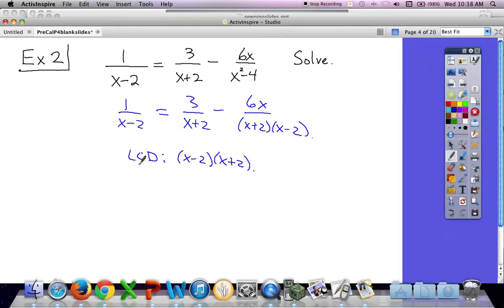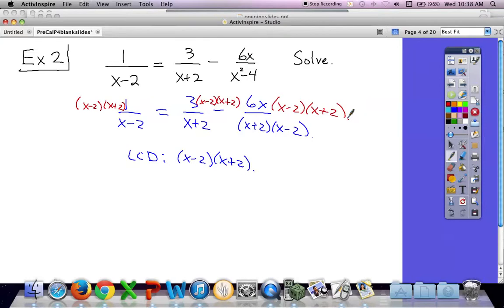Now, multiply every term by that. So x minus 2 times x plus 2, x minus 2 times x plus 2, x minus 2 times x plus 2.